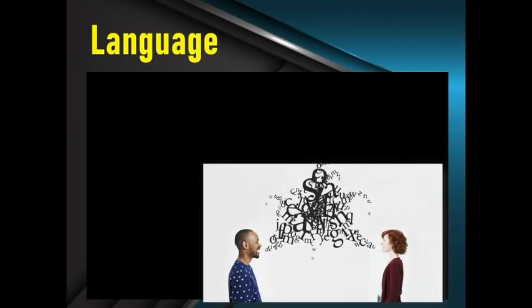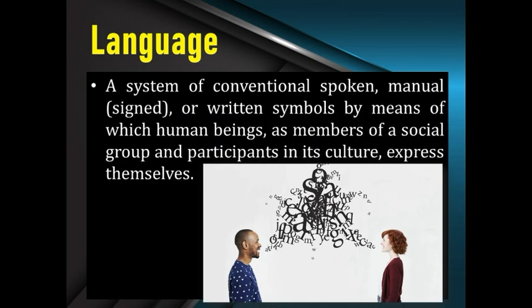Lastly, we have language. Language is a system of conventional spoken, manual or signed, or written symbols by means of which human beings, as members of a social group and participants in its culture, express themselves. So with that, the functions of language include communication, the expression of identity, play, imaginative expression, and emotional release.